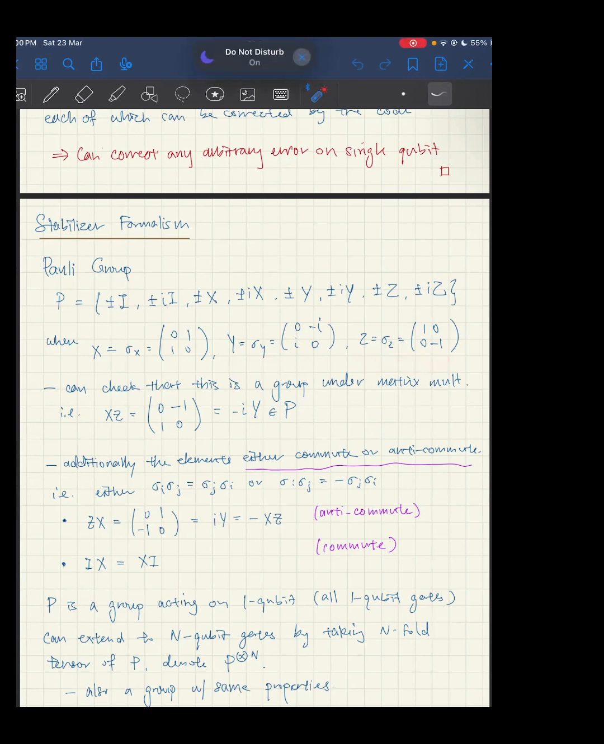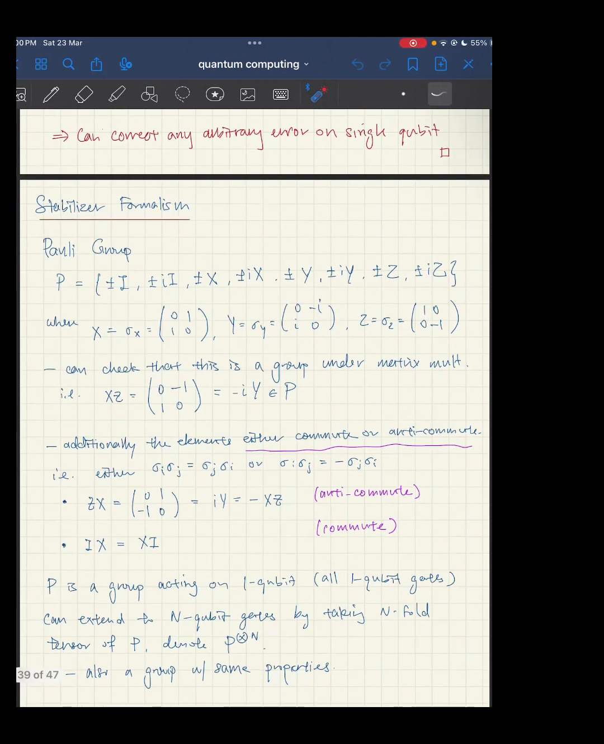And if you like, you can check that this is a group under matrix multiplication. For example, I'm just going to run through one: if you do X and Z, you get this, which is negative iY. So this is closed under matrix multiplication, and you can check for the rest that it really is a group.